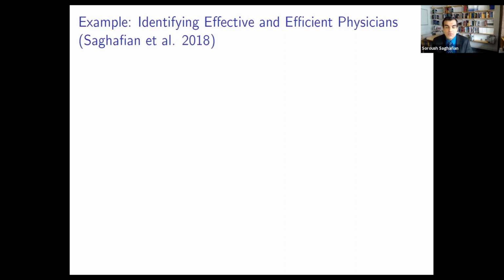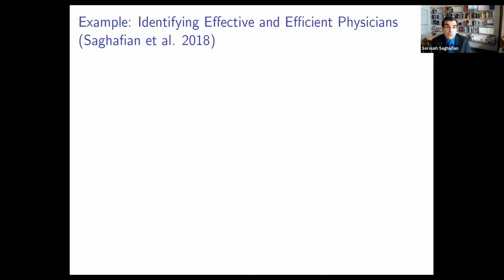This is based on my own research with my former PhD student, who's now a faculty member at Harvard Business School. We were interested in using these machine learning techniques to understand who is an effective and efficient physician. As you know, in the US, healthcare expenditure is extremely high. We spend about $9,000 per capita, which is about 2.5 times the average of developed countries. And our health outcomes are still not comparable to other countries.